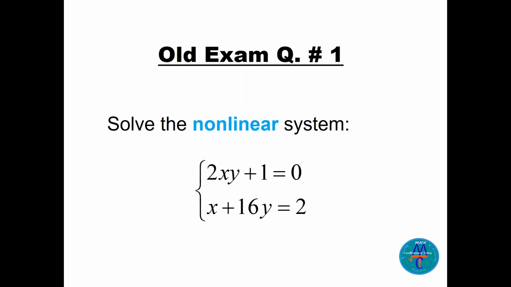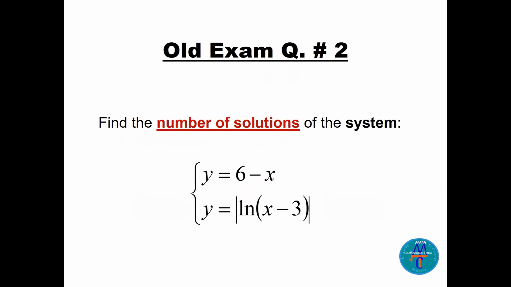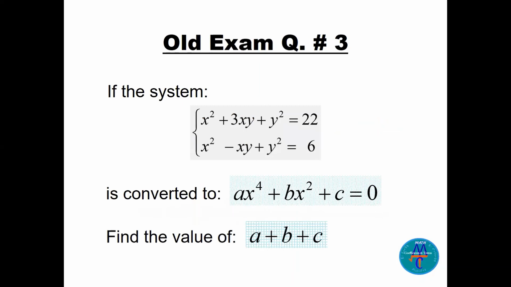Let's see number 1. Solve the nonlinear system: 2xy plus 1 is equal to 0, x plus 16y is equal to 2. That's a medium question. Find the number of solutions of this system: y is equal to 6 minus x, and the second one, y is equal to the absolute value of ln of (x minus 3). This is base e, logarithmic. This is a nice question here, not long.